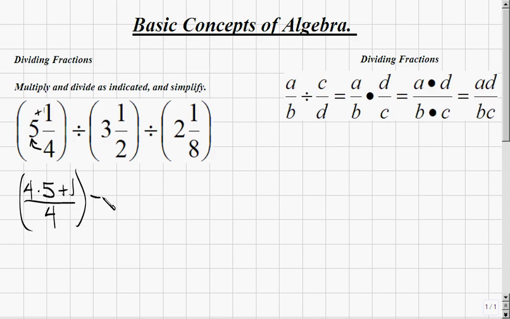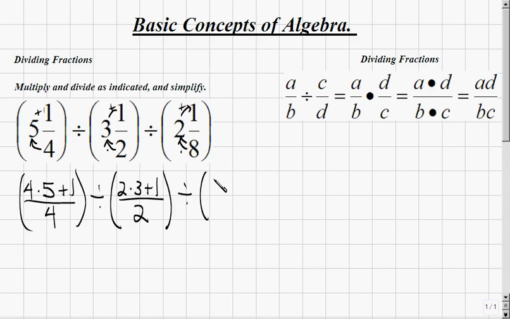This quantity divided by 2 times 3 plus 1, so 2 times 3 plus 1 over the denominator of 2. And then divide that result by 8 times 2 plus 1, so 8 times 2 plus 1 all over the denominator of 8.